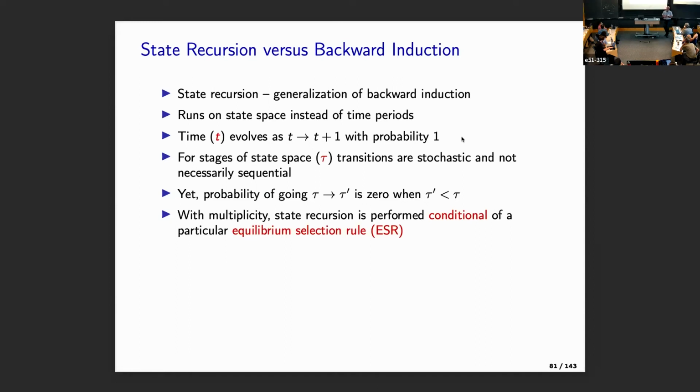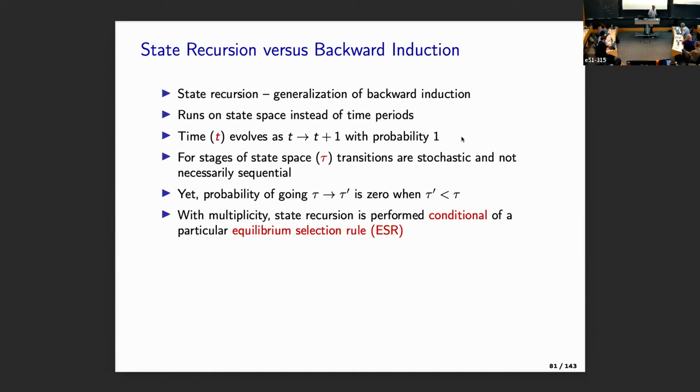Instead of time, which evolves from t to t plus 1 deterministically, and you use this direction of time to solve a dynamic problem, now we are talking about partial orders and transitions are stochastic, right? But we can define this one direction in this game and use that direction to go backwards and solve the game by following the state transitions instead of time transitions. Okay. Any questions at this point?